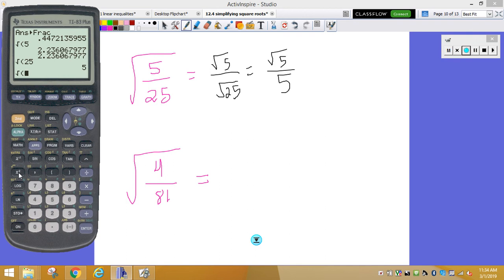Okay, again, I always like to start these by just typing in the entire fraction and hope sometimes we get lucky and the calculator reduces it. So let's see.